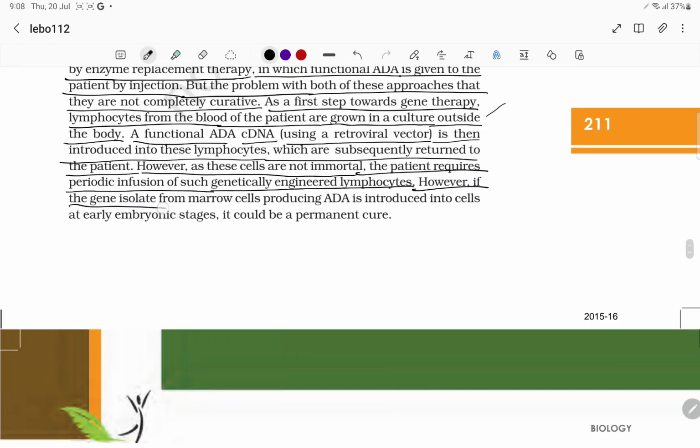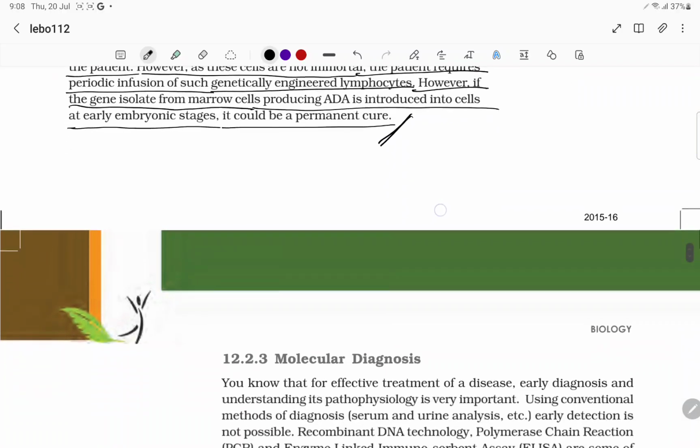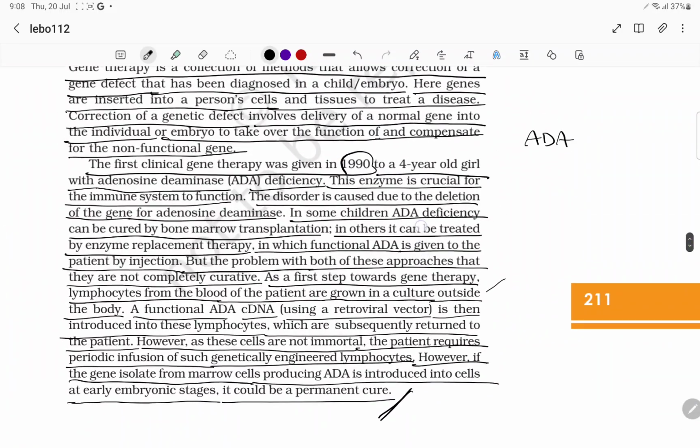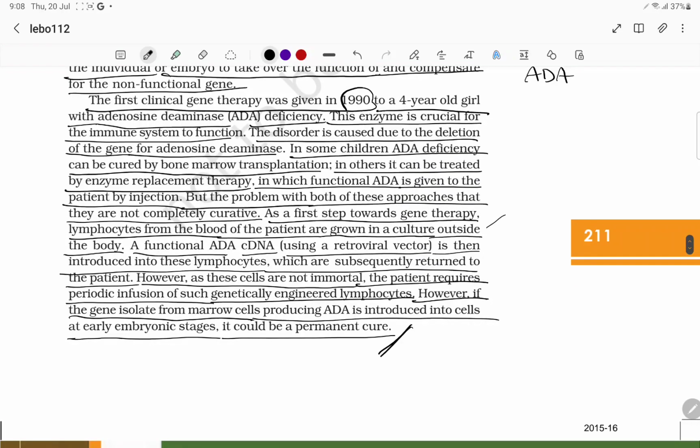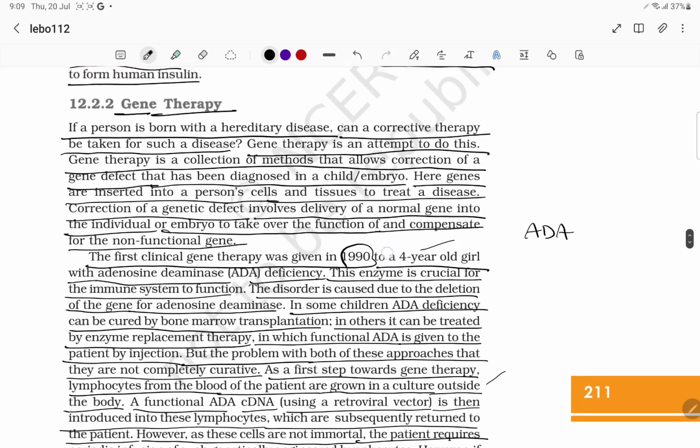However, if the gene isolated from the bone marrow cells producing ADA is introduced into cells at early embryonic stages, this could be a permanent cure, but it was very laborious and risky as well. What at present we are doing is extracting the lymphocytes and introducing the adenosine deaminase production gene into the lymphocytes, and now that will produce the adenosine deaminase. So this was conducted for a 4-year-old girl in 1990. So this is about gene therapy.